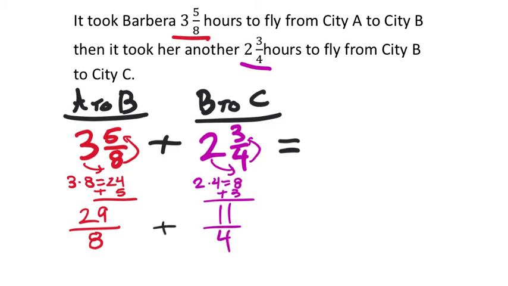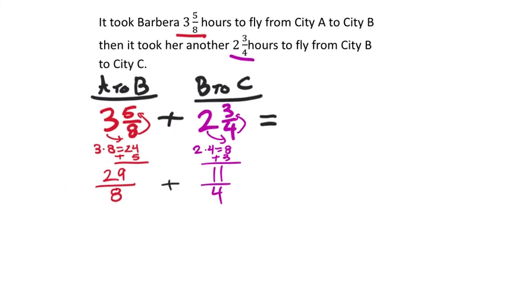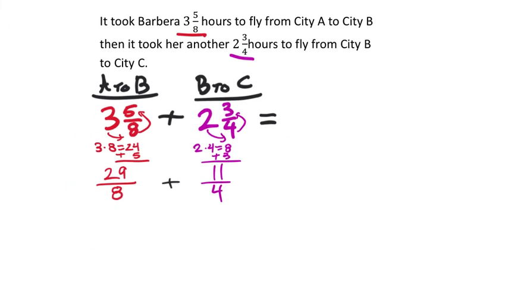Okay, we're going to add these together, but we can't add them until the denominators match, so we'll need a little bit more space here. And I know 8 is a multiple of 4, so I don't necessarily need to change the 29/8. I can keep that as 29/8. But I can change the 11/4 by just multiplying the 4 by 2, and that will match the denominators as 8s. Okay, so now they're common denominators.